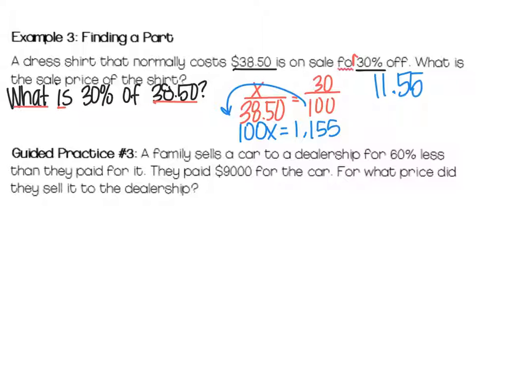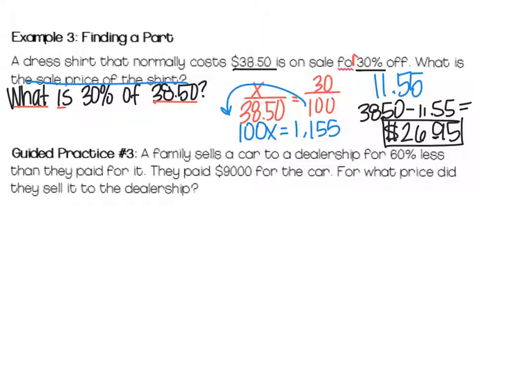So how do I figure out what the sale price of the shirt is? You subtract it. So we're going to take 38.50 and we're going to subtract 11.55. $38.50 minus $11.55 is $26.95. That's your sale price. So I had to do 2 math questions in one.